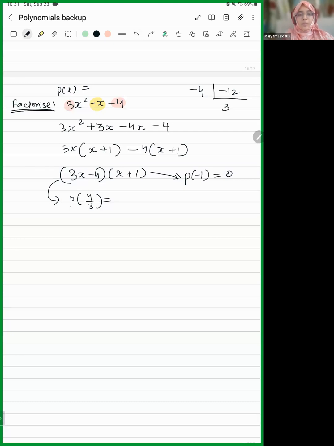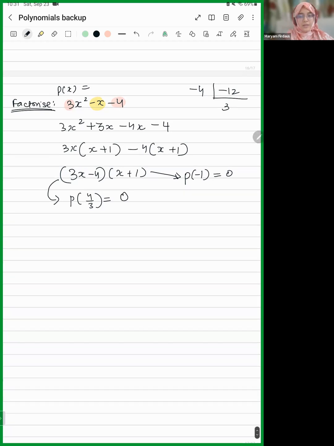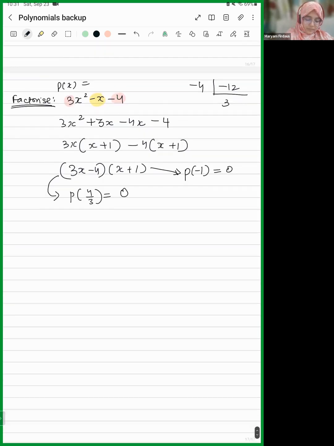Remember we talked about changing the signs? Yeah, the other side. So this p of 4 by 3 becomes 0. All right. So the fourth question is also pretty simple. You can do that. Now let's try to see how to factorize cubic polynomials.